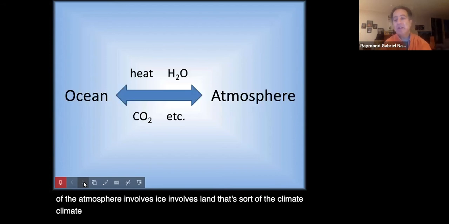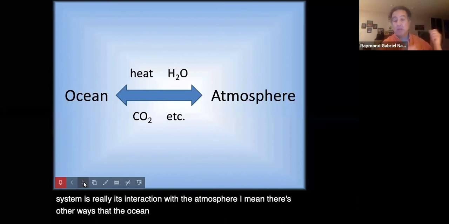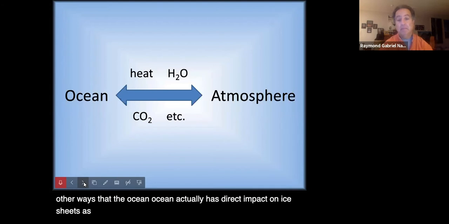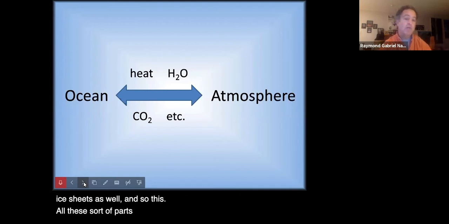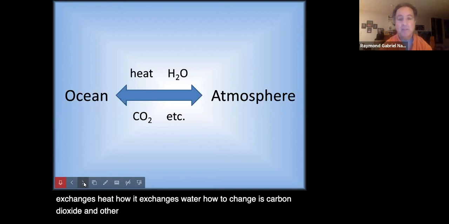The entree into the ocean's role in the climate system is really its interaction with the atmosphere. There are other ways that the ocean has a direct impact on ice sheets as well, and all these parts interact, but what I'll focus on here is how the ocean exchanges heat, how it exchanges water, how it exchanges carbon dioxide, and other things with the atmosphere.